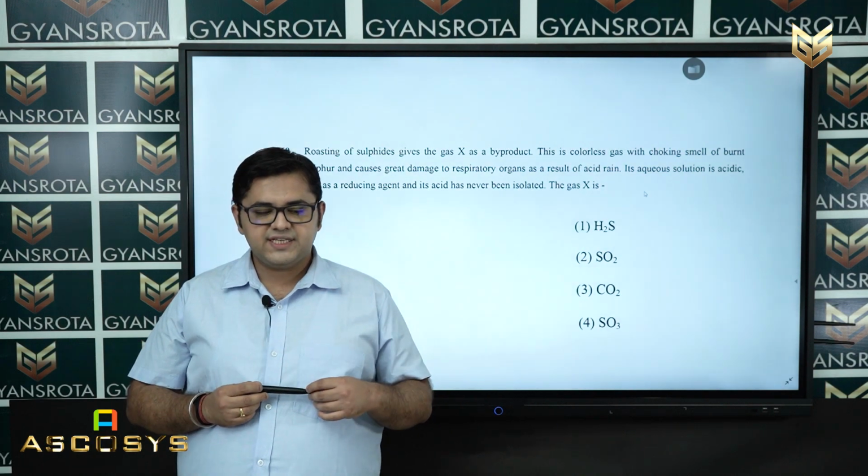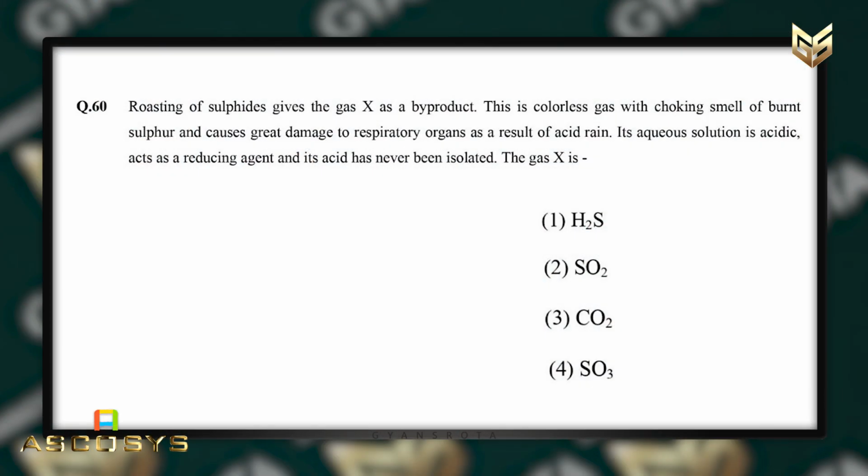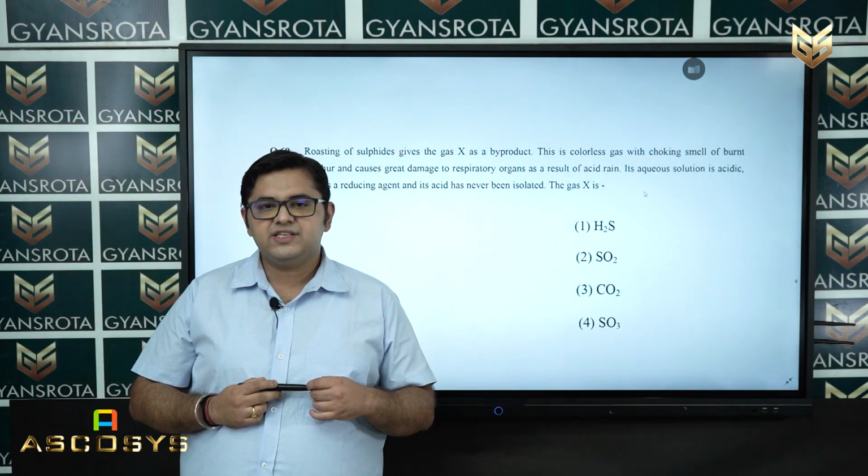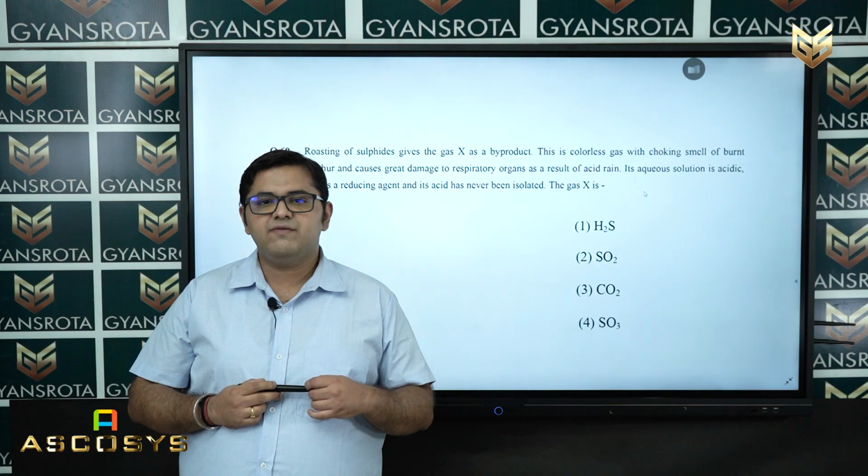So, question number 60 is on your screen. Roasting of sulphide gives a gas X as a byproduct. This is a colorless gas with choking smell of burnt sulphur and causes great damage to respiratory organs as a result of acid rain. Its aqueous solution is acidic, acts as a reducing agent, and its acid has never been isolated. The gas is... So, basically this question comes from your metallurgy chapter of your class 12 NCERT.